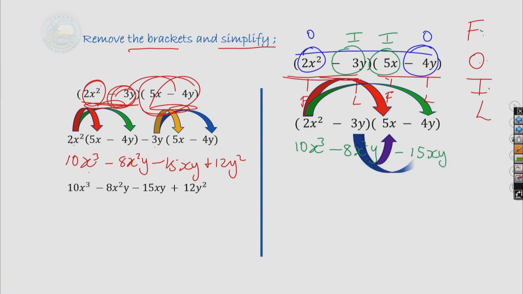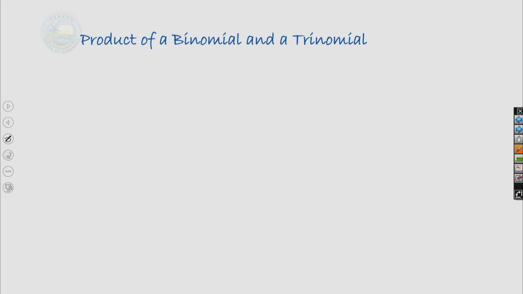Last by last, let's follow that blue arrow. That's right. It is a negative multiplied by a negative. It is plus 12y squared. Now remember, we said that this method here is an alternative method to this one. Do we have the same answers? Yes, we do. And so our final answer is going to be 10x cubed minus 8x squared y minus 15xy plus 12y squared.